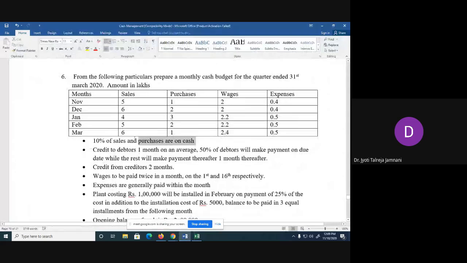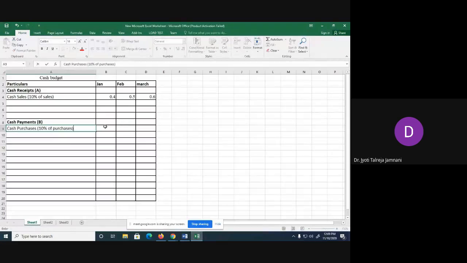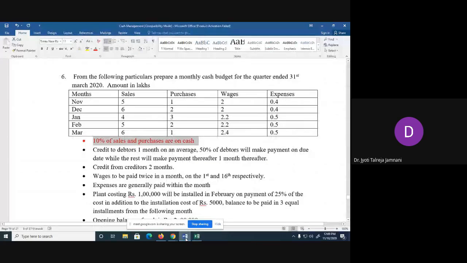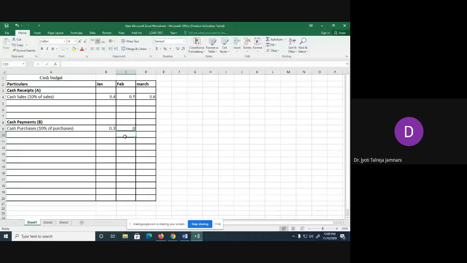See the statement. 10% of sales and purchases are on cash. So sales we took, now we'll take purchases. For Jan it is 3 lakhs. So 10% of 3 lakhs will be 30,000, which is nothing but 0.3. For Feb it is 2 lakh. 10% of 2 lakh will be 0.2. And for March it is 1 lakh, 10% of 1 lakh will be 0.1. That is nothing but 10,000. So we have finished the first adjustment.